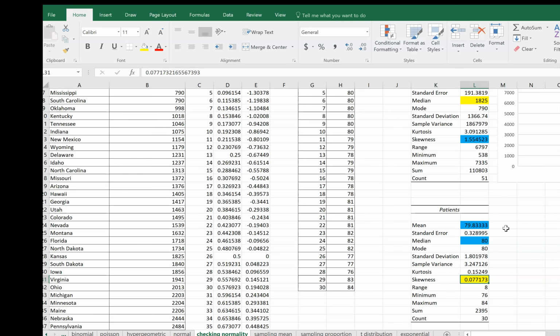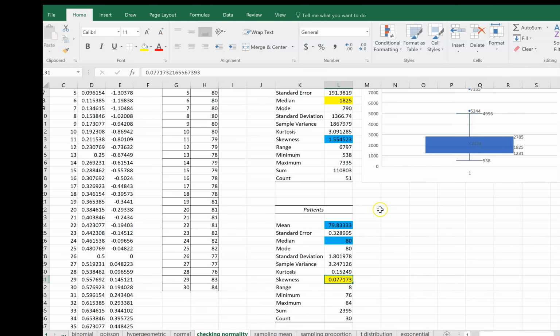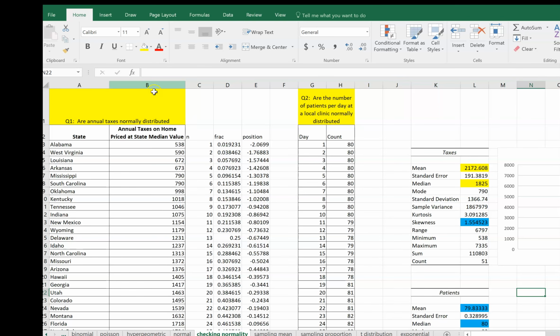I know these are not top-level proofs of normality. We do have some really cool proofs of normality in upper-level statistics. I'm trying to approach this from a very basic point of view, a quick check for normality. I can tell you right away, normality will not fit for taxes. But let's check it out for number of patients.